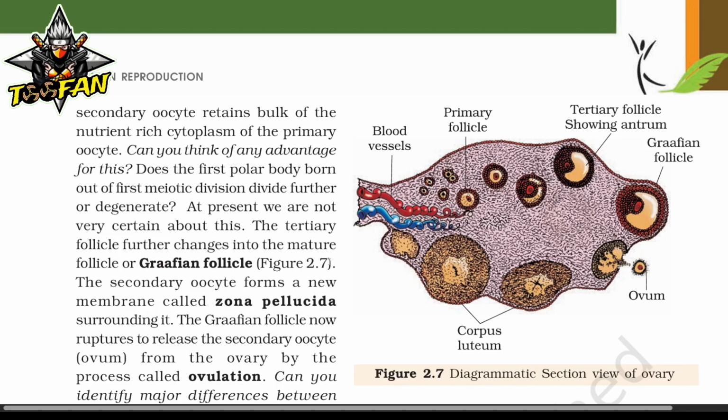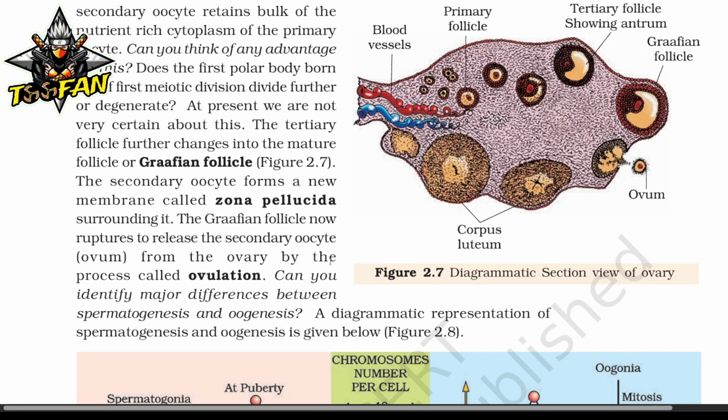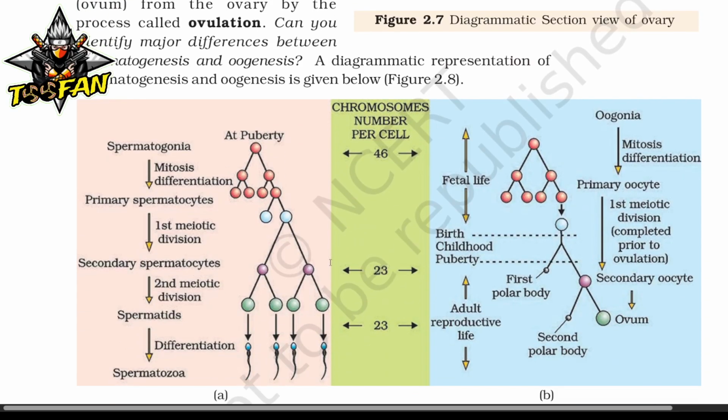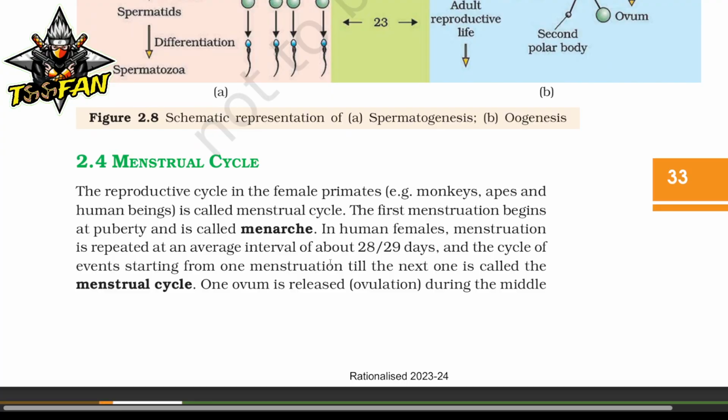The Graafian follicle now ruptures to release the secondary oocyte from the ovary by the process called ovulation. Can you identify the major functions? A diagrammatic representation of spermatogenesis and oogenesis is given below. Here you can see. Now, the menstrual cycle.